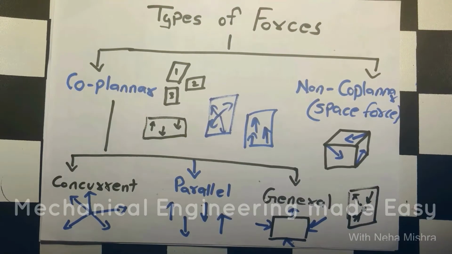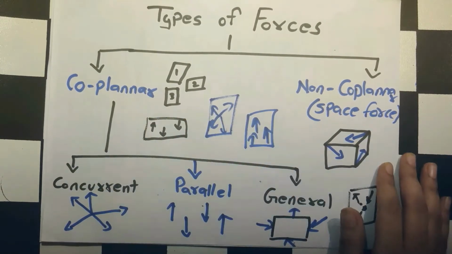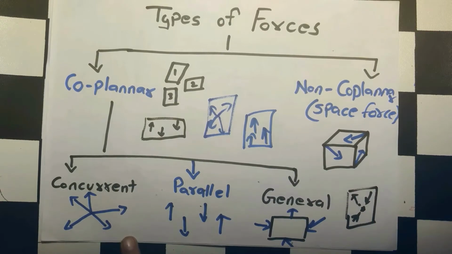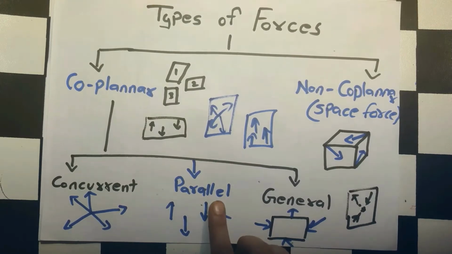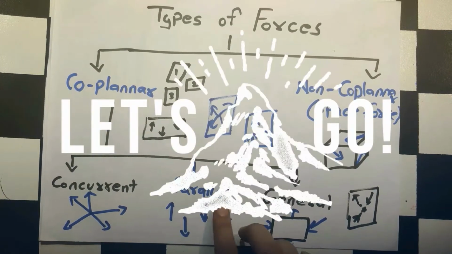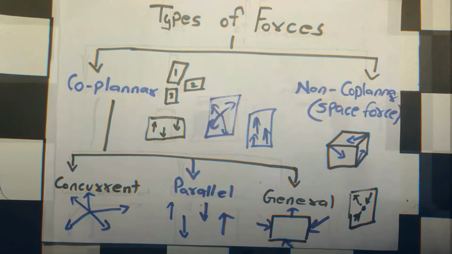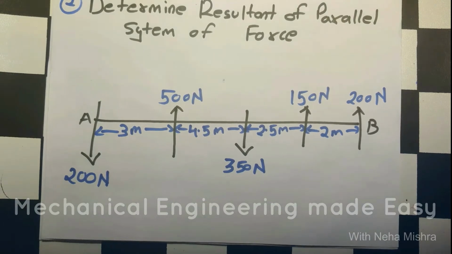In the last video, we studied different types of forces, which are coplanar and non-coplanar. We understood them, and then we took one problem on a concurrent type of force system. In this video, we will solve a problem consisting of a parallel type of force system, and we will see how easy it is to solve such a force system. Here is the problem which we are going to solve in this video.